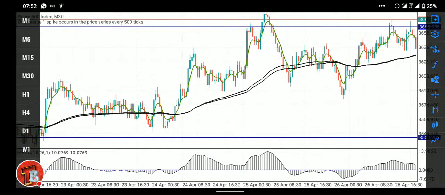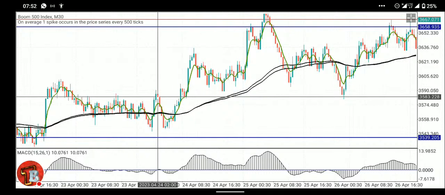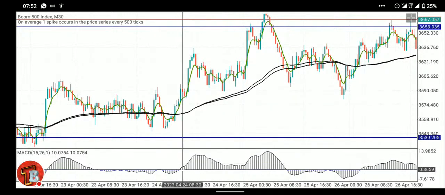So for us to enter this market, we have to check: is our MACD changing from the negative to the positive side, or is it just at the flat ranging point, or is it only on the negative or the positive side?